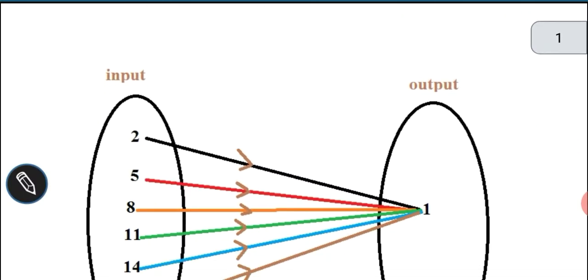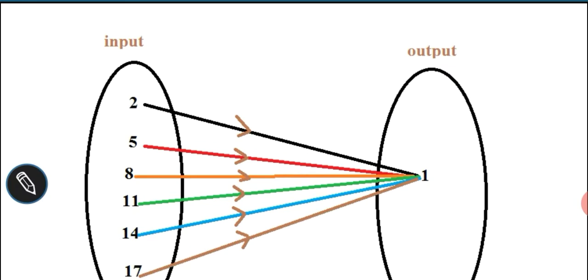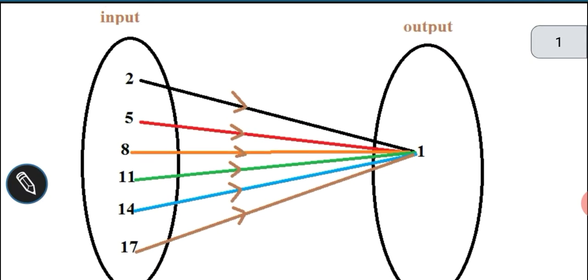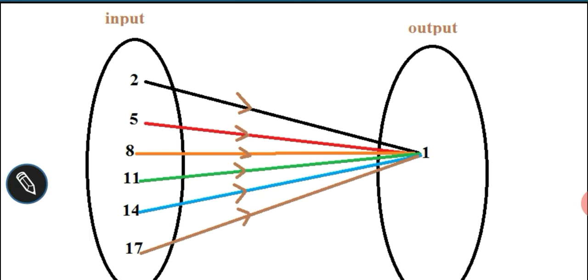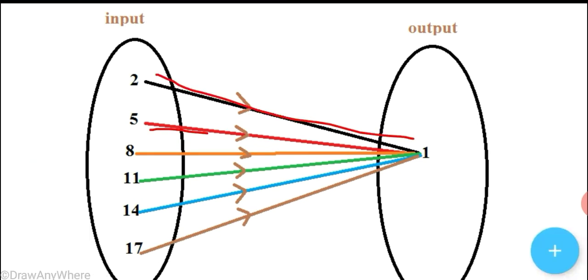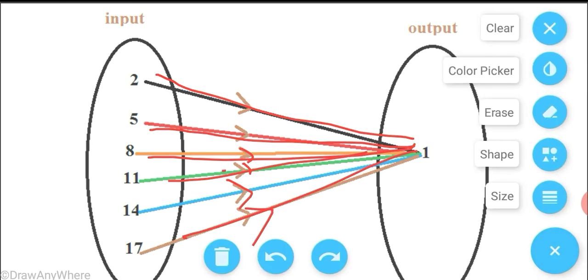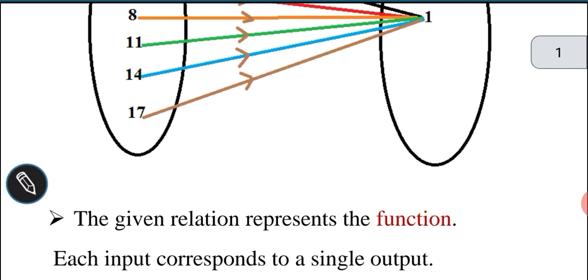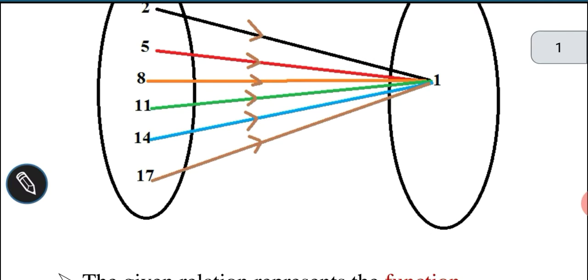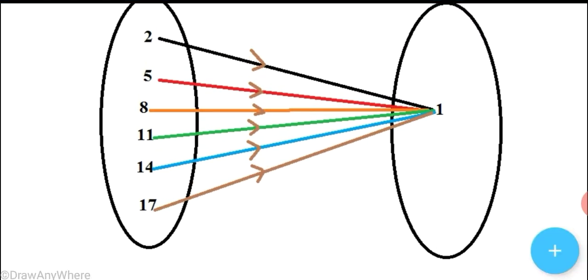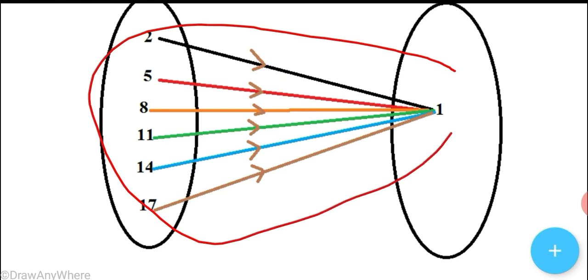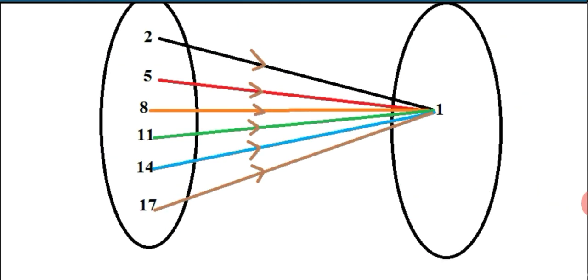Plotting it in an arrow diagram, we have inputs 2, 5, 8, 11, 14 and 17. In the output we have 1 only. So 2 is related to 1, 5 is related to 1, 8 is related to 1, 11 is related to 1, 14 is related to 1 and 17 is related to 1. From the diagram we can write that the given relation represents a function, because each input corresponds to a single output.